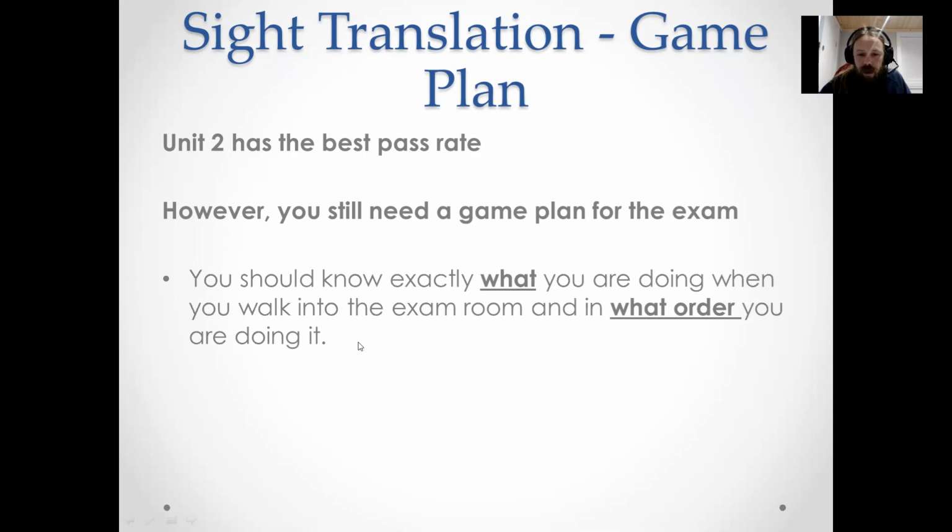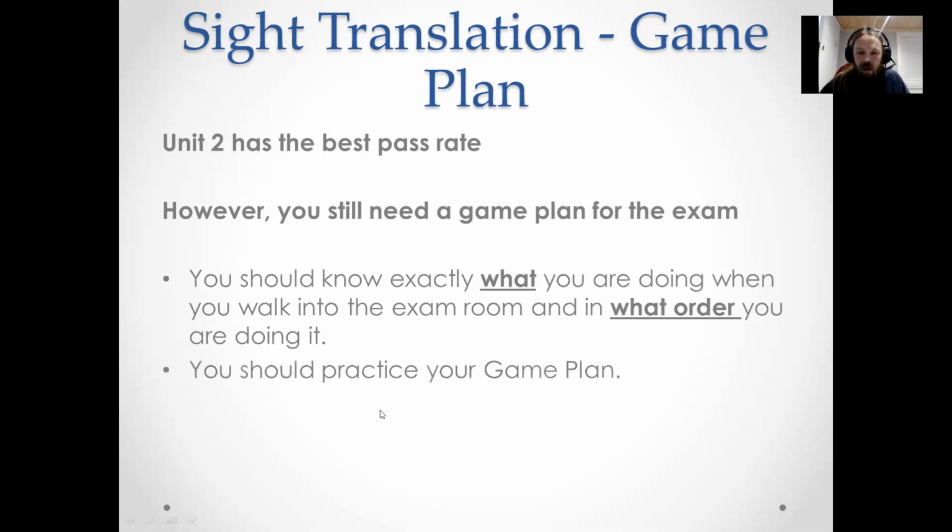I didn't bother updating this presentation. I should have written, you should know exactly what you're doing when you connect to your remote call for the exam and in what order you're doing it. So you should have a good understanding what the exam consists of. You should have a good understanding what it is the examiners are looking for and what you're assessed on. And you should have a plan on how you're going to deliver that.